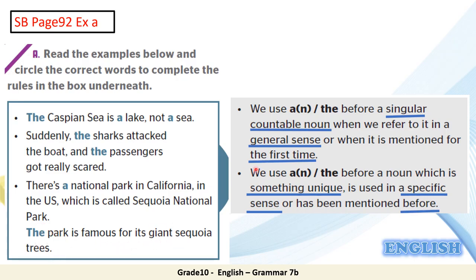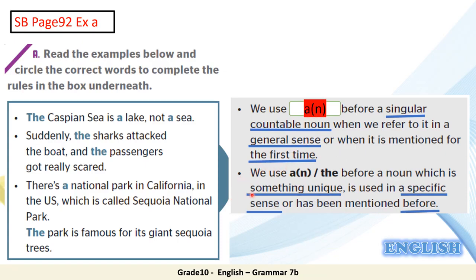Now, let's choose the correct answer. What do you notice about the words after the, and a or an? We use before a singular countable noun. And countable nouns are the items that we can count. When we refer to it in a general sense or when it is mentioned for the first time, it means it's not known to the reader. So the correct answer is, that's correct, it is a or an.